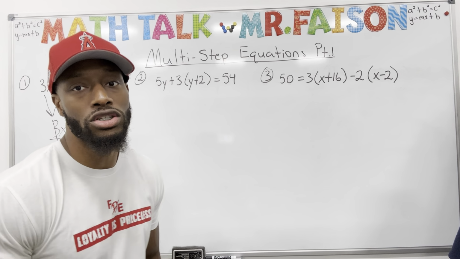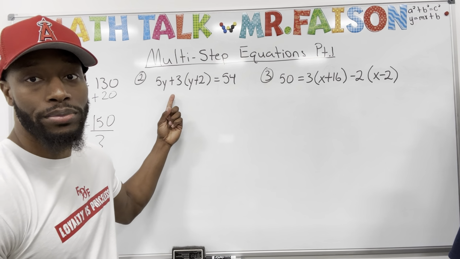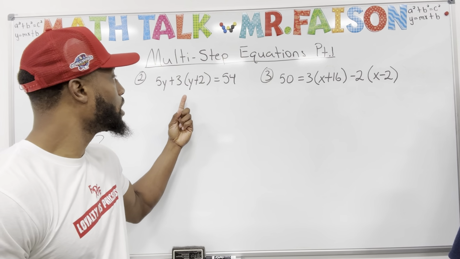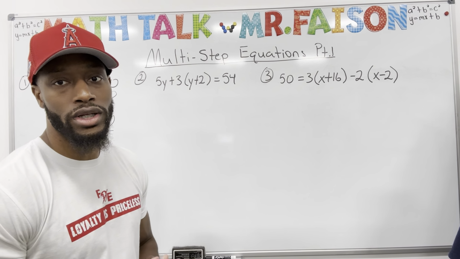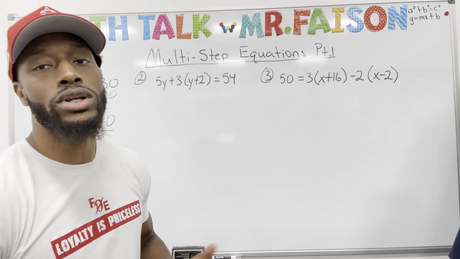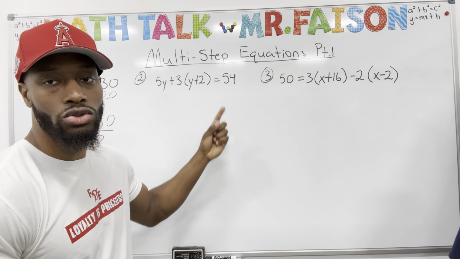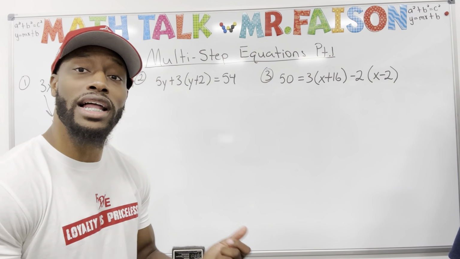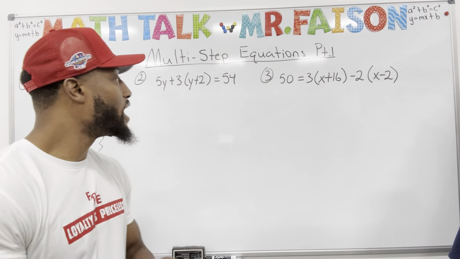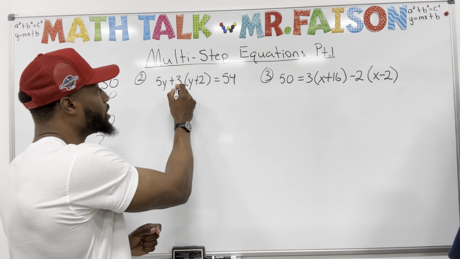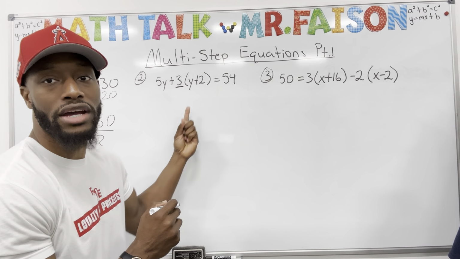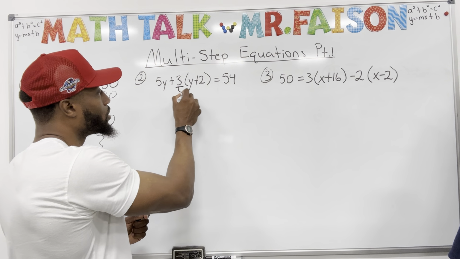If I'm looking at problem number 2, what I see is 5y plus 3 in parentheses, y plus 2 equals 54. The first thing I want to do here is attack the parentheses. All right, so I see inside the parentheses y plus 2. There's nothing I can do with that because they're not like terms. So with that being said, I have to distribute, meaning I have to take this 3 and multiply by everything inside that parentheses. 3 times y.